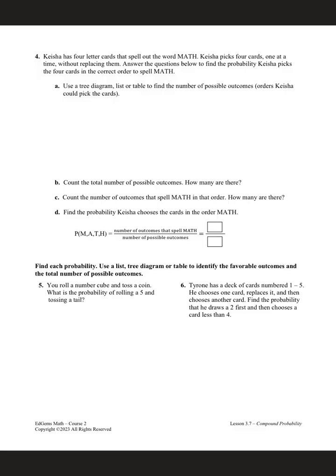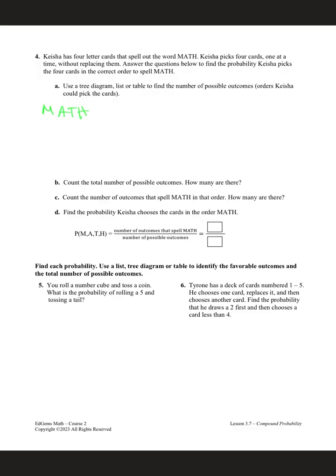In this situation, what I'm going to do is make myself a list, I believe is what they call it. So here we go. So my list. I'm going to start off with the letter M first, and this is going to take some room. Okay, so what are my possible outcomes here? So M. I could go M, A, T, H.